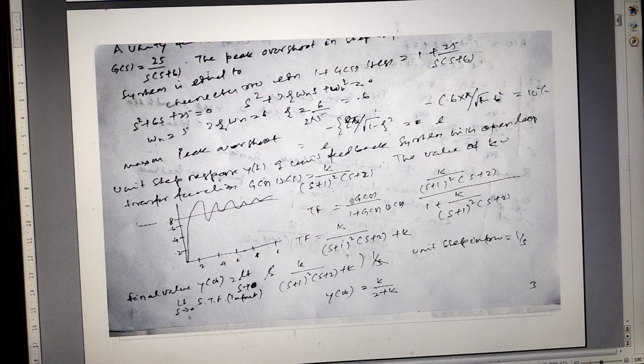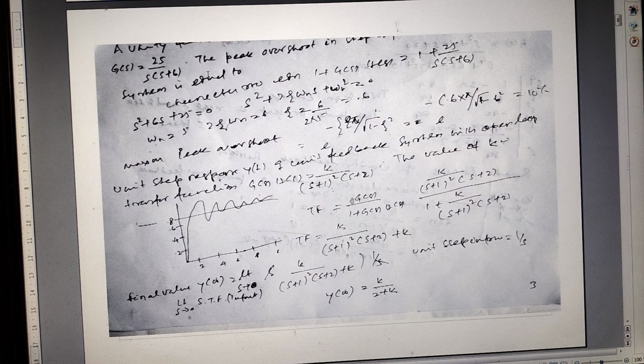Here also you should know the characteristic equation is 1 plus G(s)H(s). What is the formula for unit feedback? So s square plus 2 zeta omega n s plus omega n square. Here you can know the sigma and you can know the omega n. Now you can know the epsilon, you can know the omega n. So accordingly you can check the maximum overshoot.